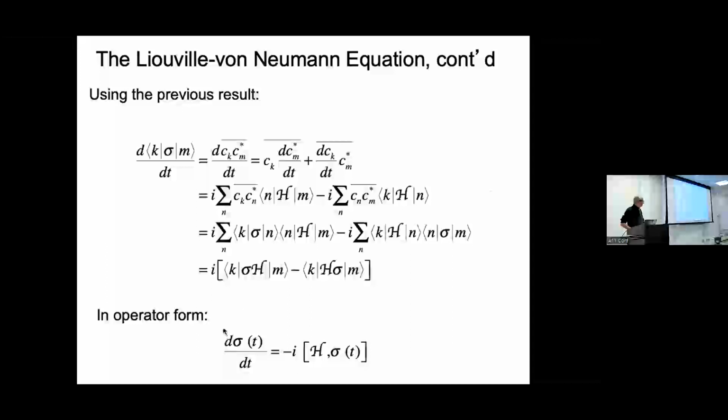So I end up ultimately, and again, at this point, you can forget the math. This is the corresponding equation to the Schrodinger equation, but now for the density operator. This is called the Liouville von Neumann equation. And it says d sigma dt is minus h commutated with sigma.